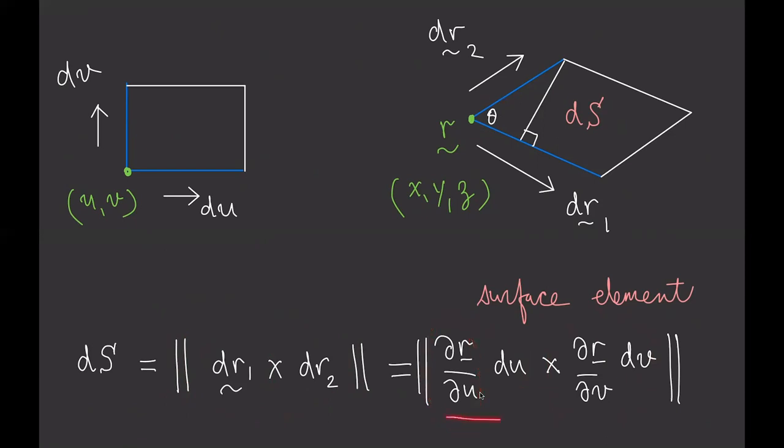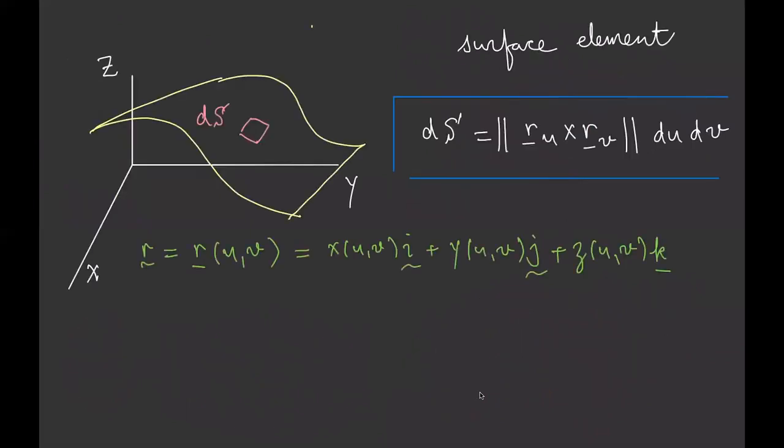So when I take the cross product between these two, I can just pull out the du and the dv. I can pull them out of the norm sign, and I'm thinking of these as positive quantities. So what I have is the derivative of r with respect to u crossed with the derivative of r with respect to v, and then I need to take the norm, the magnitude of that, and multiply that by du dv. That gives me ds. That gives me my area element.